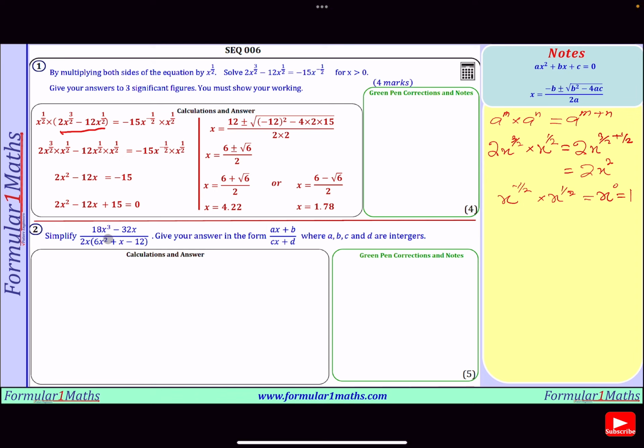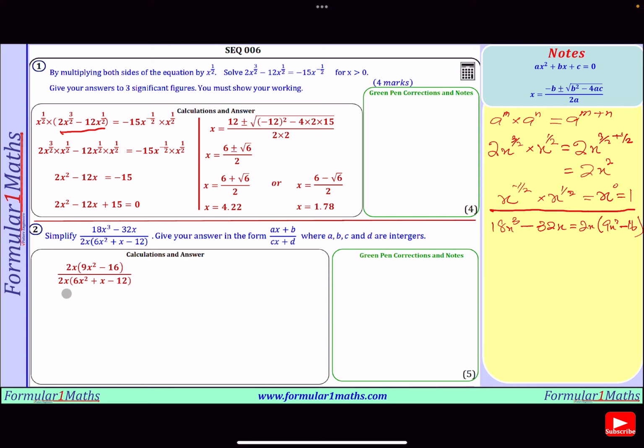Question 2. Simplify this fraction. Give your answer in the form ax plus b over cx plus d, where a, b, c, and d are integers. So, first, we factorize the numerator. 18x cubed minus 32x will be 2x brackets 9x squared minus 16. So we get this.